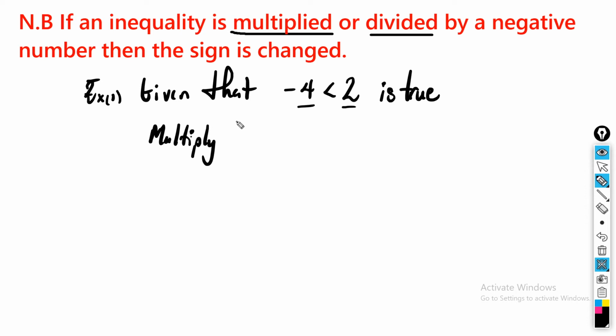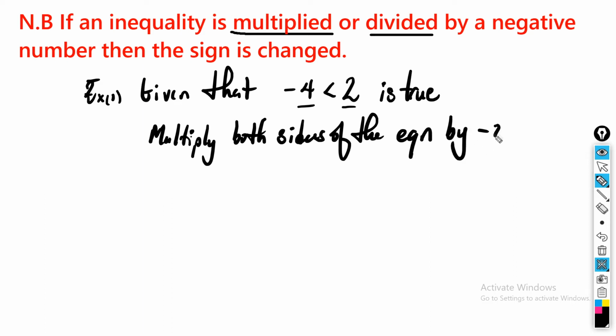If we multiply both sides of the equation by -2, we get, so we're going to multiply that -4 by -2 and we get a +8, right? And then, of course, we have to switch the sign, right? So we have to switch the sign.